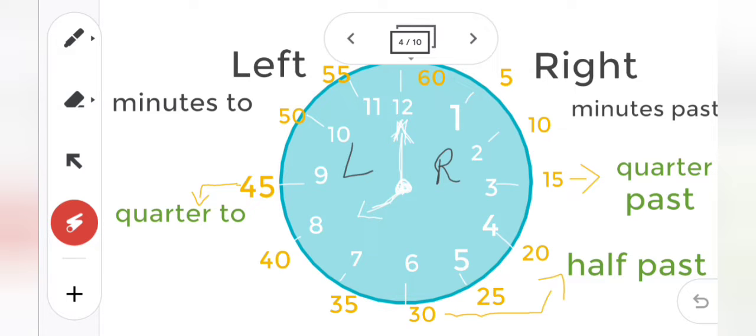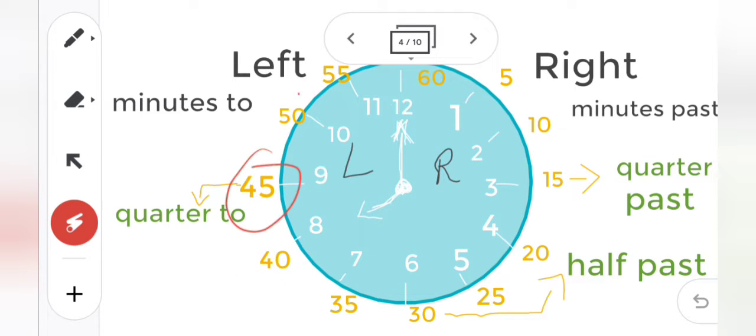Let's see. I told you each hour is divided into 5 equal parts, isn't it? First let's learn to read the minutes. When the minute hand is on 1, it is 5 minutes. When the minute hand is on 2, it is 10 minutes. When it is on 3, it is 15 minutes. And when it is on 8, it is 40 minutes.